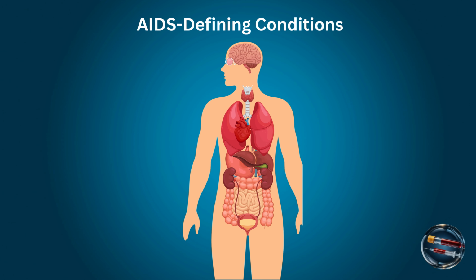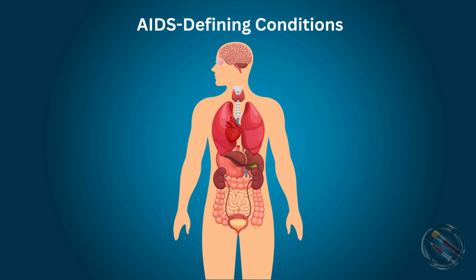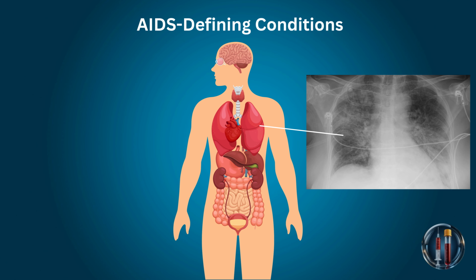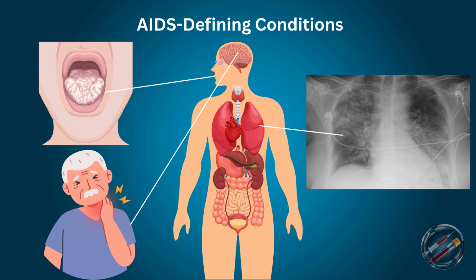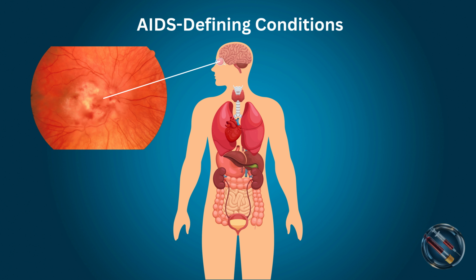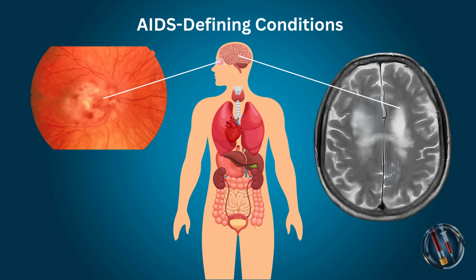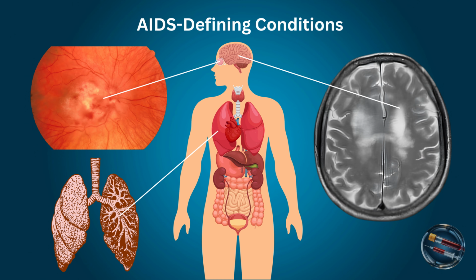AIDS-defining conditions among fungal infections include pneumocystis jirovecii pneumonia, characterized by classic ground glass opacity on chest X-ray, as well as esophageal candidiasis, cryptococcal meningitis, and disseminated histoplasmosis. In addition to these, severe viral reactivations involve cytomegalovirus retinitis, which can cause blindness, and progressive multifocal leukoencephalopathy driven by the JC virus. Meanwhile, classic bacterial complications typically present as disseminated Mycobacterium avium complex or extrapulmonary tuberculosis.